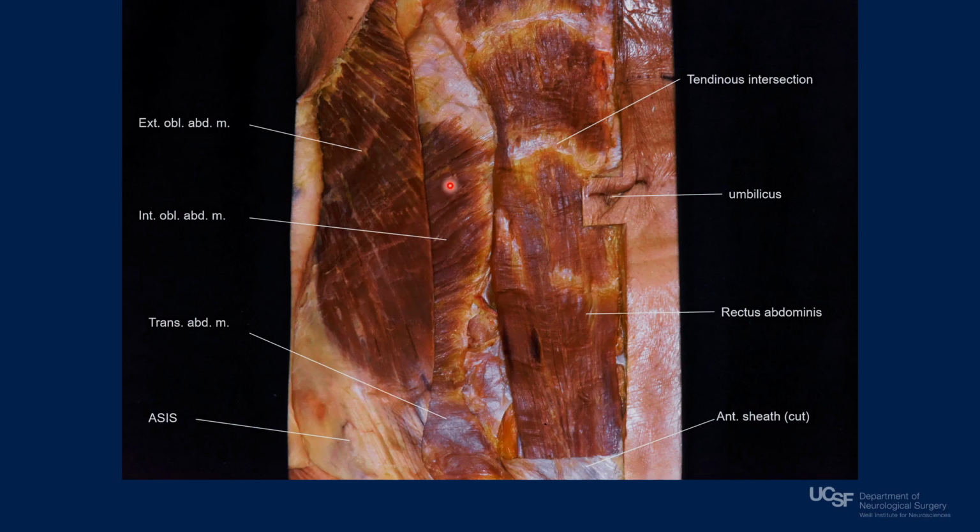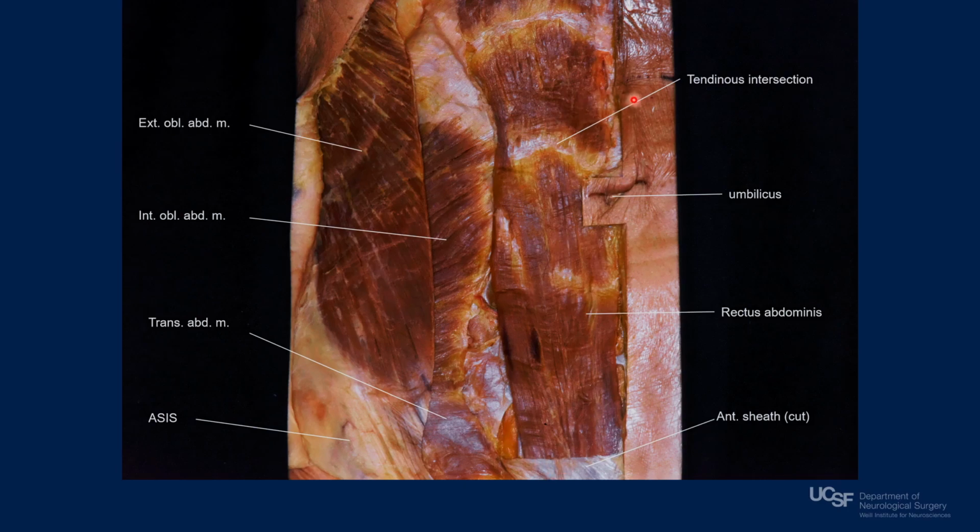In a deeper layer, we see the internal oblique abdominal muscle that has an attachment inferiorly over the anterior 2/3 of the iliac crest, and also a superior attachment on the lower 3 to 4 ribs and xiphoid process. It has a medial attachment on the pubic crest.